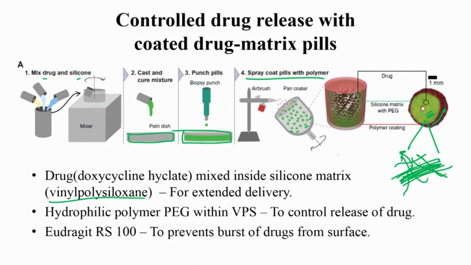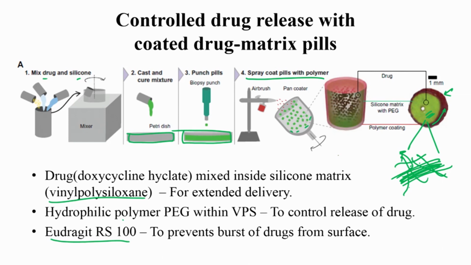A hydrophilic polymer such as PEG is then put in to create these pores that I talked about, and then finally on top of this, on the outside, you have the Eudragit coating, which prevents the burst release from the surface. So, this coating will dissolve slowly, and as it dissolves the drug will start to come out.